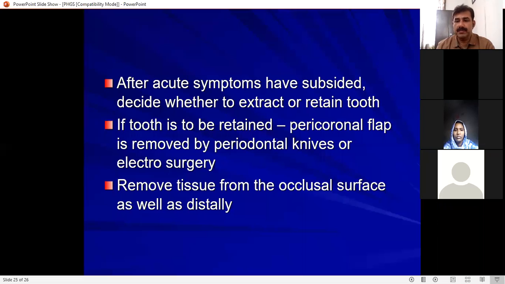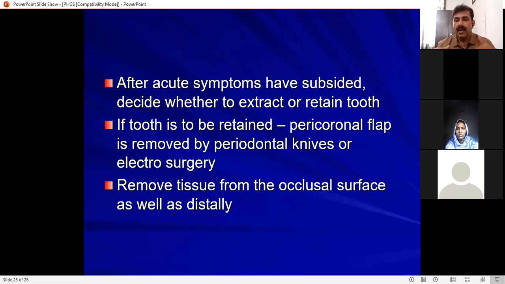Now, after the acute symptoms have subsided, so after the patient has come to you, you drain the abscess, you give antibiotics, then you recall the patient. Probably on the first day itself the patient is having severe pain, he can't open his mouth, so you may not be able to take even a radiograph. So after the symptoms have subsided, recall the patient, and then you take a radiograph also. Then you evaluate whether this tooth is to be retained or whether this tooth has to be extracted.